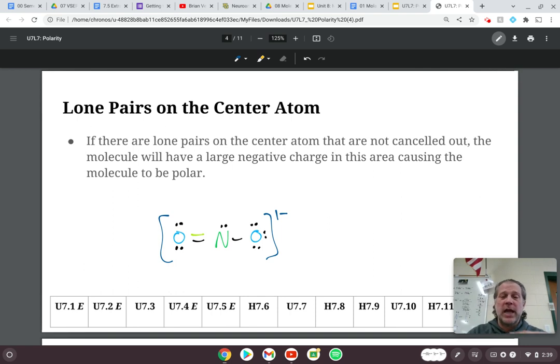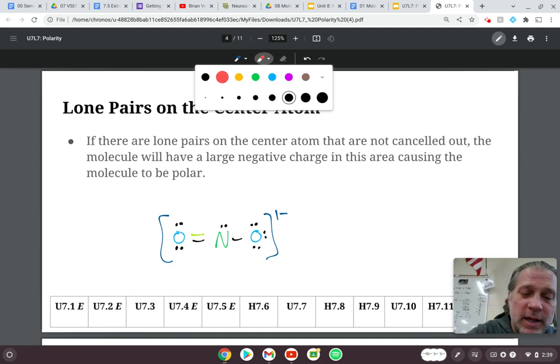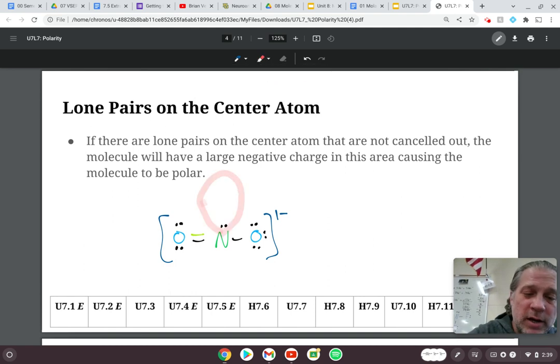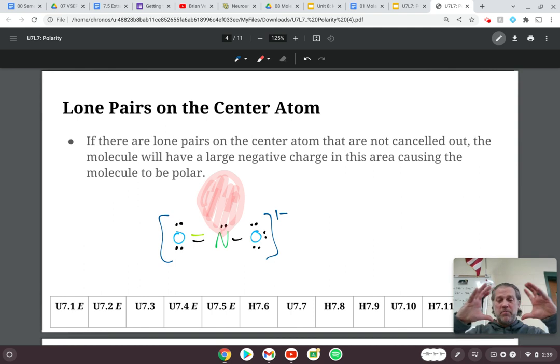Now, when there's an unshared pair or a lone pair of electrons on the central atom, there's nothing to actually cancel out the large negative charge or large negative space that's created there. So one of the ways that we can try to signify that is if we try to shade this in or try to create the space that these electrons are going to move. So an unshared pair of electrons on the central atom is going to push out from each other as far as possible and create this negatively charged space on that particular central atom. And as a result of that, the molecule itself automatically becomes polar because there's nothing to offset that unshared pair of electrons on the central atom.